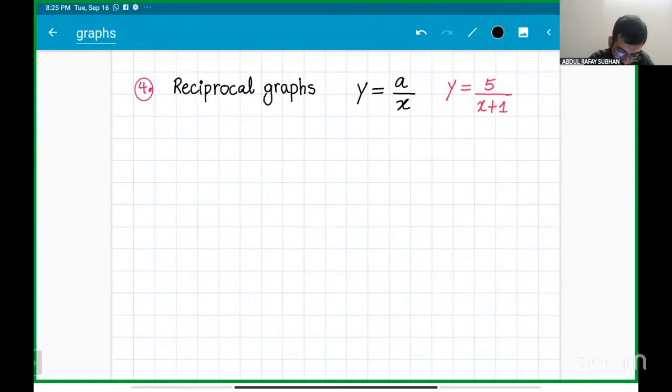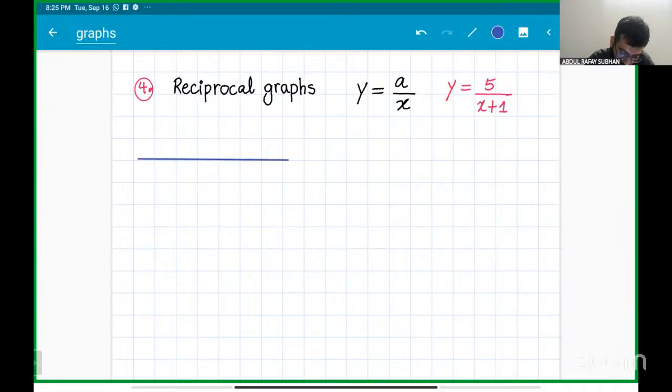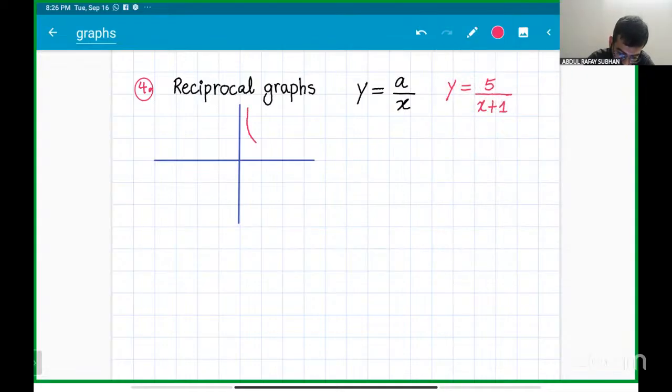How does the reciprocal graph look? Just for the imagination purpose, a reciprocal graph will look like this, for example, if I am sketching. It will never touch the x-axis or the y-axis. So this is one type. This is how a reciprocal graph will look. It's basically going to infinity. We will discuss in detail why it goes, but reciprocal graphs never touch the axes.